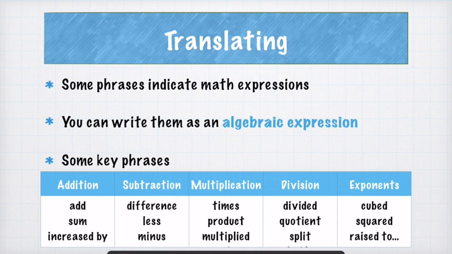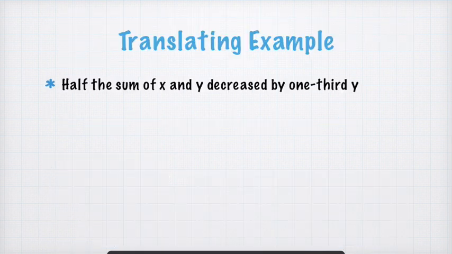For subtraction, we're going to say that we're going to take the difference, we're going to say it's less than something, or it's minus, or we're going to decrease it. Multiplication, we're timesing, we're finding the product, we're multiplying, we're doubling, tripling, anything like that. Division, we're going to divide, we're going to find the quotient, we're going to split it, we're going to take half of it or a third of it. Exponents, the same thing, we're going to say it's either cubed or squared or raised to a certain power.